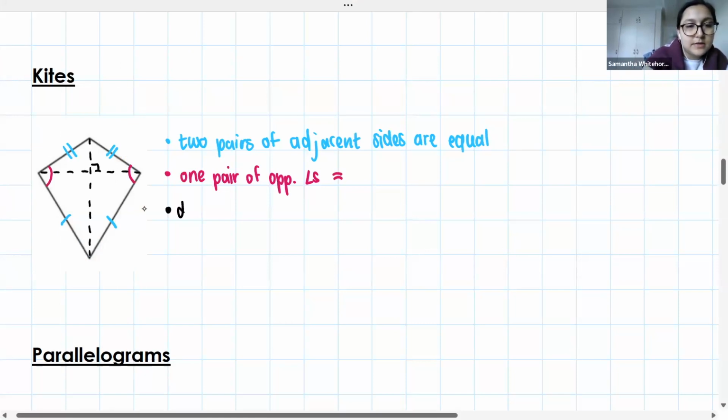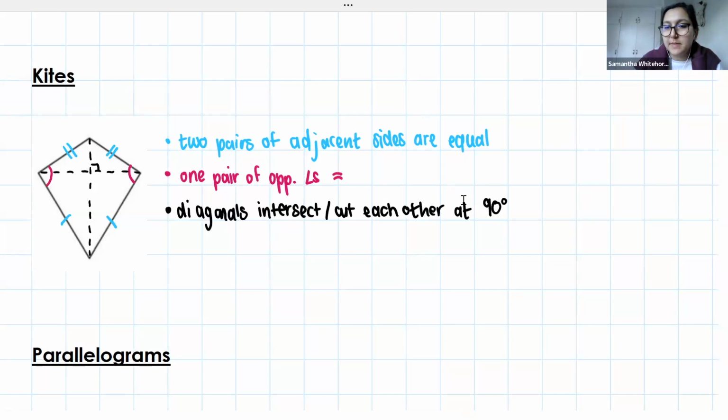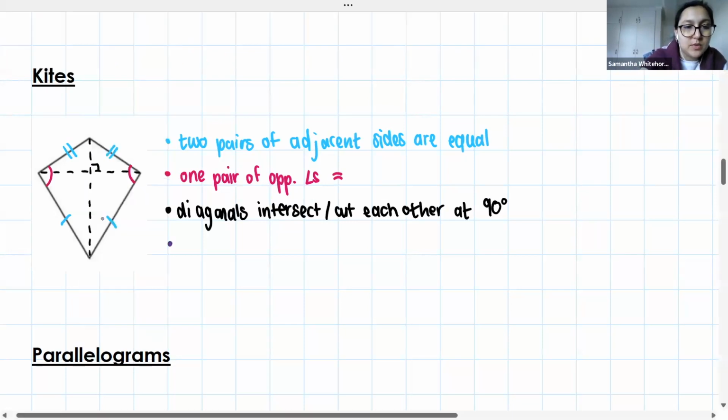So the diagonals intersect, or we can say cut each other at 90 degrees. All right, so a few of you put that characteristic on the chat. One of you also said that one diagonal bisects the other, so only one is cut in half. So we'll put that there as well.